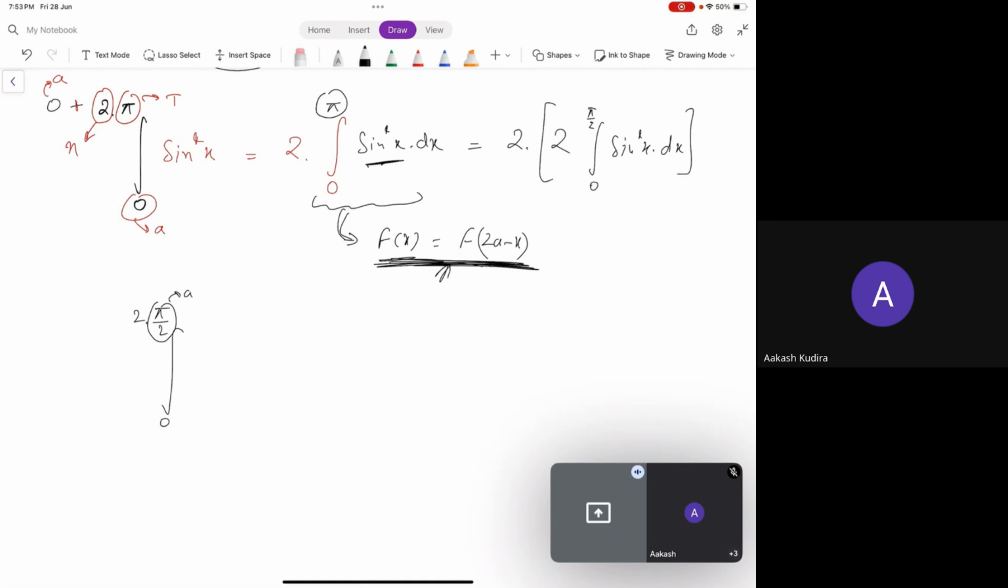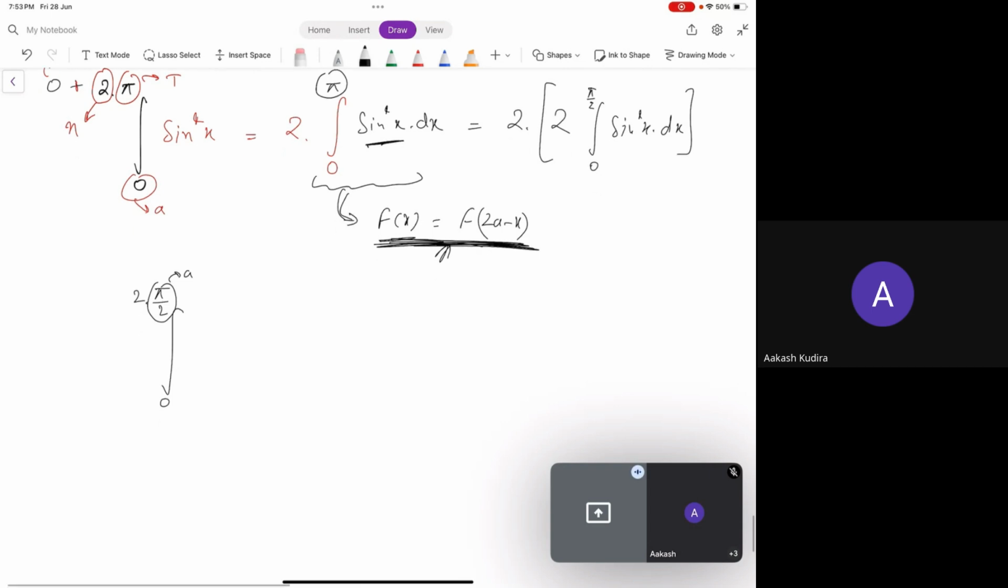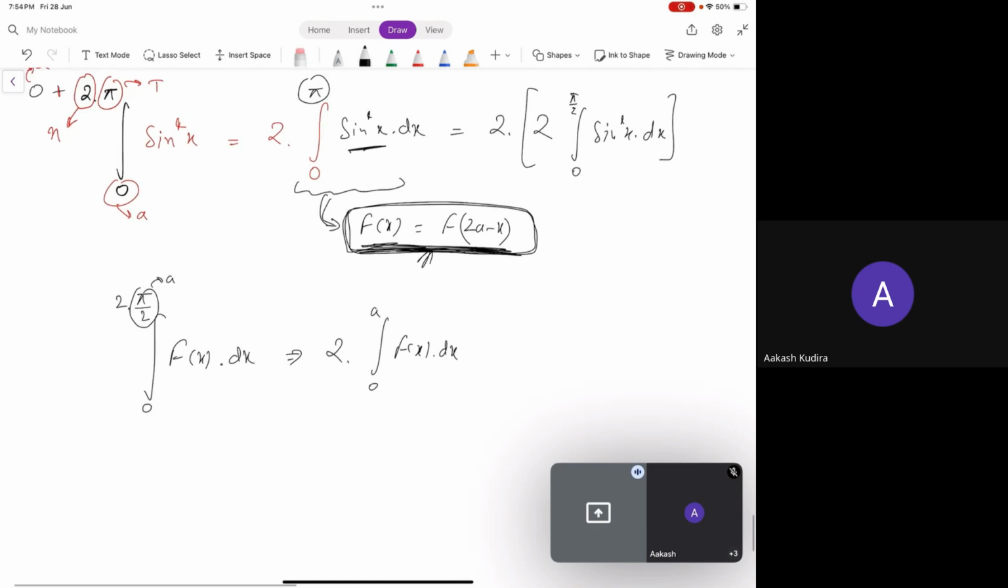Using this property, if 0 to 2a fx dx, if this condition is applicable, then I can write like this, twice of 0 to a fx. Here 2a is pi, so this will be pi by 2, and 2 will come out. Now you can check, obviously fx is sine power 4, and 2a means pi, so pi minus x. If you put sine pi minus x, obviously we will get sine x, correct?